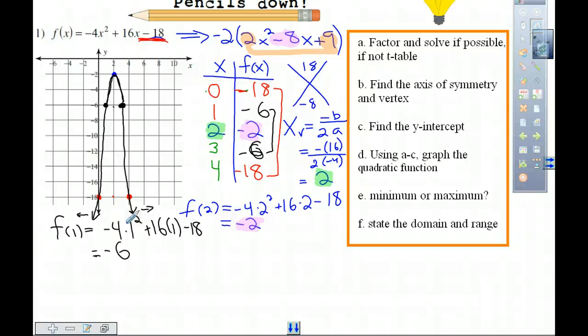All right. Are we finished? Is that it? No. Domain and range. Yeah, we just did this. We still need to know, is this a min or a max? Max.